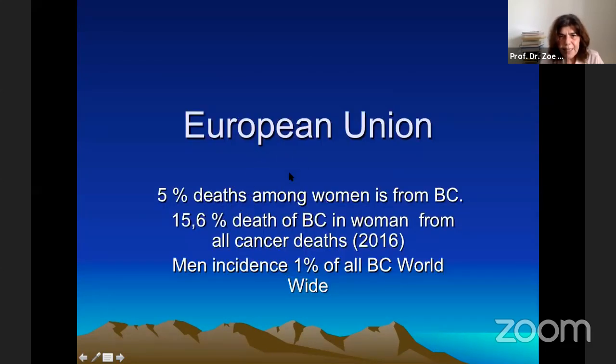Another statistic regarding the European Union that everyone can look at: 5% of deaths among women are from breast cancer, 15.6% of cancer deaths in women were from breast cancer in 2016, and the incidence in men, as I mentioned earlier, is 1% of all breast cancers worldwide.